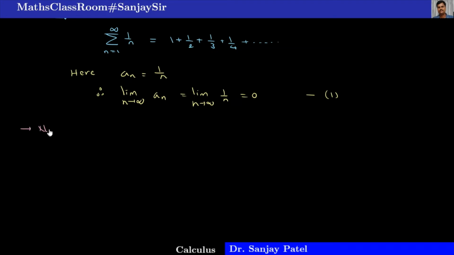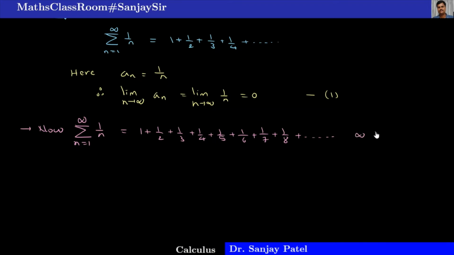Now consider the series sigma n is equal to 1 to infinity 1 upon n. This we can write as 1 plus 1 by 2 plus 1 by 3 plus 1 by 4 plus 1 by 5. Let us write some more terms to get some good idea. 1 by 8 and so on, up to infinite terms.